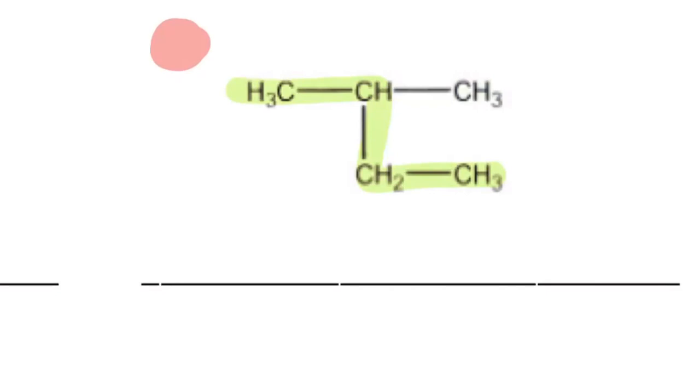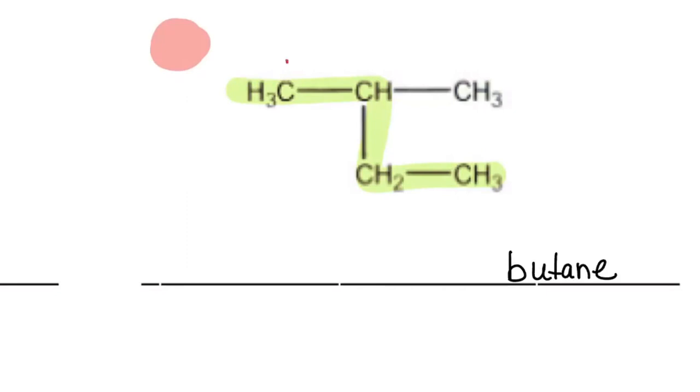Since that is the longest chain of carbon, what is the name of that chain, which is also known as the parent chain or the functional group? What's the name of that? Great, thank you, Katie. This is butane. Then we have to number this from the end that is nearest a substituent.